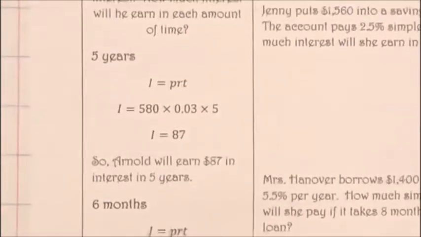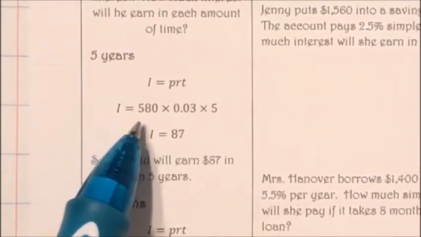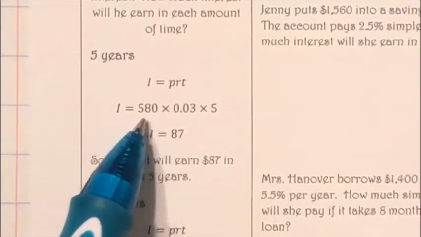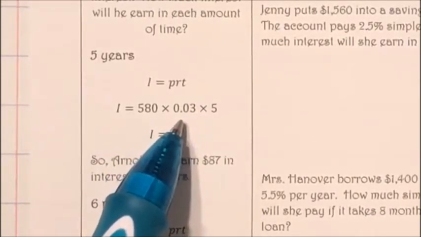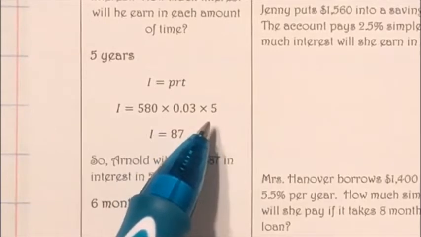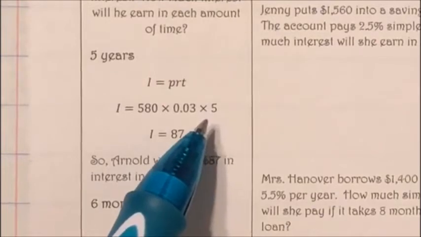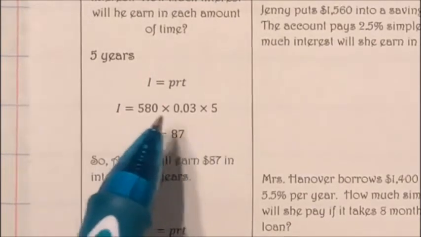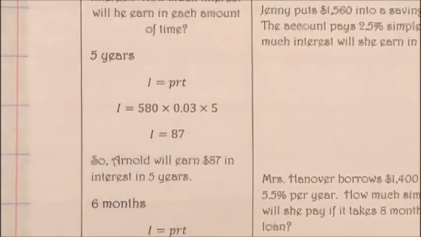I have my formula, I equals PRT, where I is my interest, that's what I'm looking for, equals $580, which is the principal, times the rate of 0.03. Remember, I changed 3% from a percent to a decimal, times 5. 5 is fine because it's in years. As long as it's in years, we can use the digit they gave us. When I multiply 580 times 0.03 times 5, I get 87. So Arnold will earn $87 in interest in 5 years.